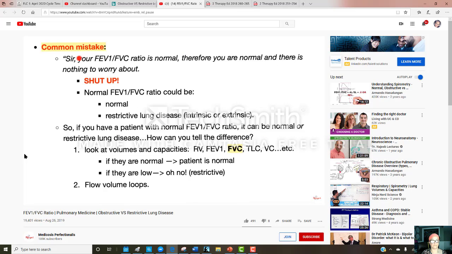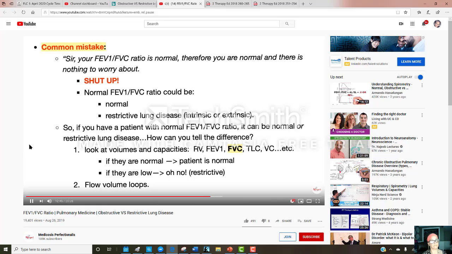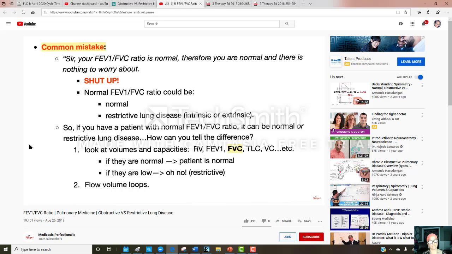Here's a very common mistake that students make. Sir, your FEV1 to FVC ratio is normal, therefore you're normal and there is nothing to worry about. Shut up. Normal FEV1 FVC ratio could be a normal person or a patient with restrictive lung disease, whether intrinsic or extrinsic. So, if you have a patient with normal ratio, it can be normal or it can be restrictive. How can you tell the difference? First, you look at all of the lung volumes and capacities.